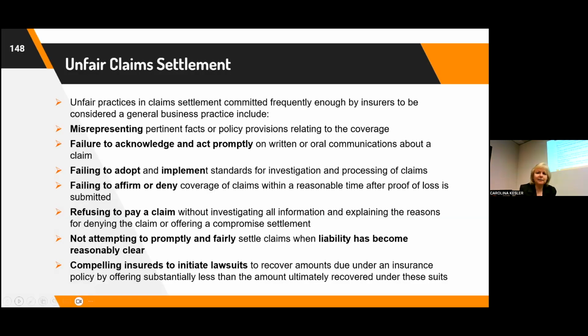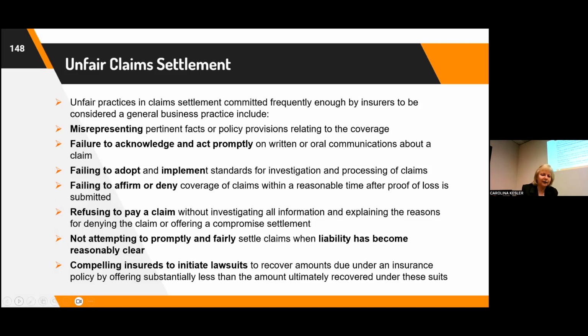Unfair practices in claim settlement committed frequently enough by insurers to be considered a general business practice include misrepresenting pertinent facts or policy provisions relating to the coverage, failure to acknowledge and act promptly on written or oral communications about a claim, failing to adopt and implement standards for investigation processing of claims, failing to affirm or deny coverage of claims within a reasonable time after proof of loss is submitted, refusing to pay a claim without investigating all information and explaining the reasons for denying the claim or offering a compromise settlement.